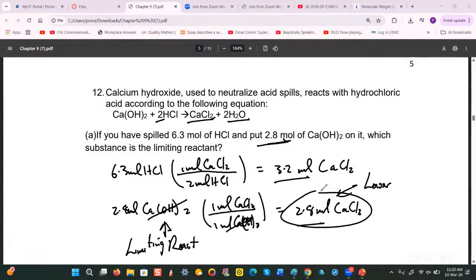That's the answer for question A, because question A is just asking for the limiting reactant. Any questions about this one?